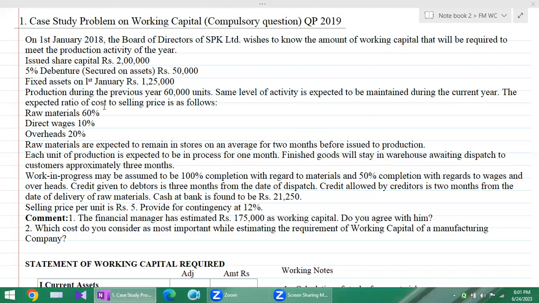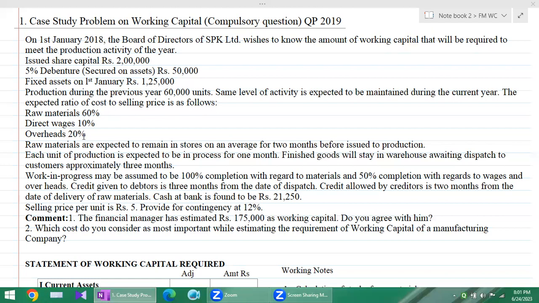Okay. And the expected ratio of cost to selling price is as follows. So this is the composition of cost. Cost includes raw material cost, direct wages, and overheads. The percentages they have given, it means we need to convert this into rupees.